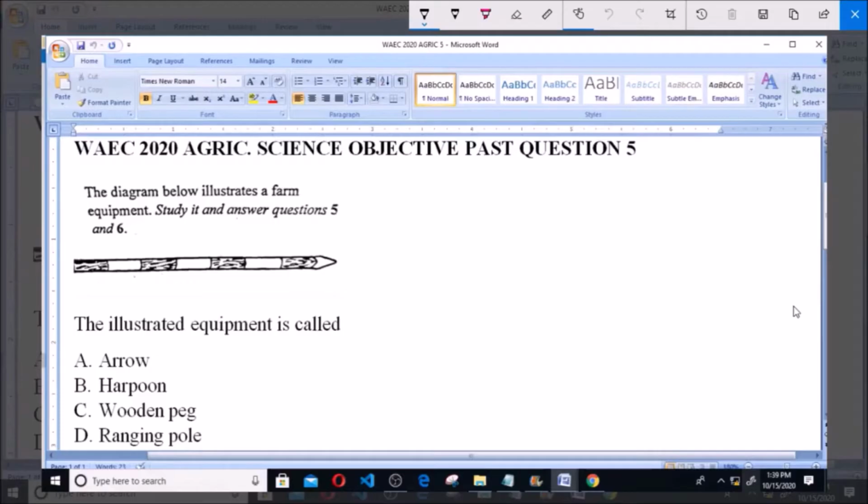Hello and welcome. I will be answering WAEC 2020 Agric Science Objective Past Question 5. So you have a diagram with a farm equipment on it, and we are using it to answer question 5 and 6. So this is question 5.